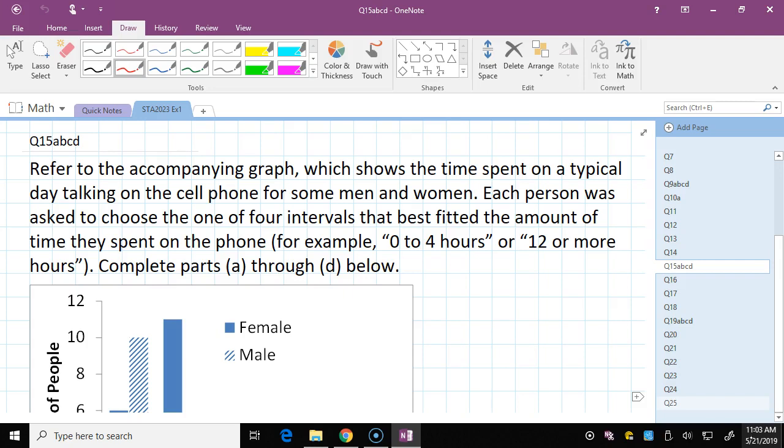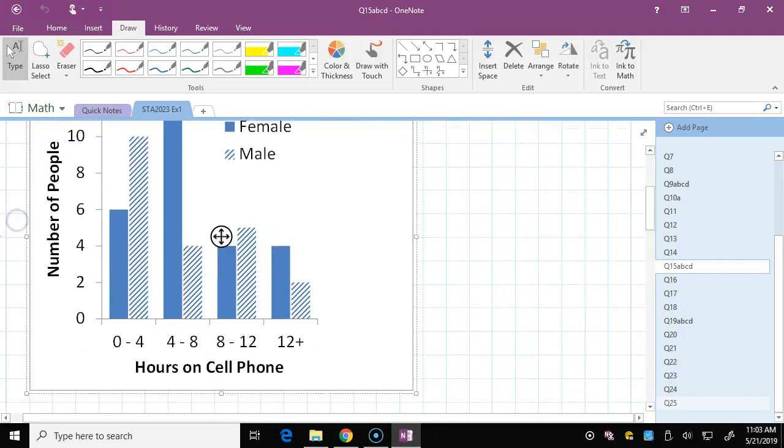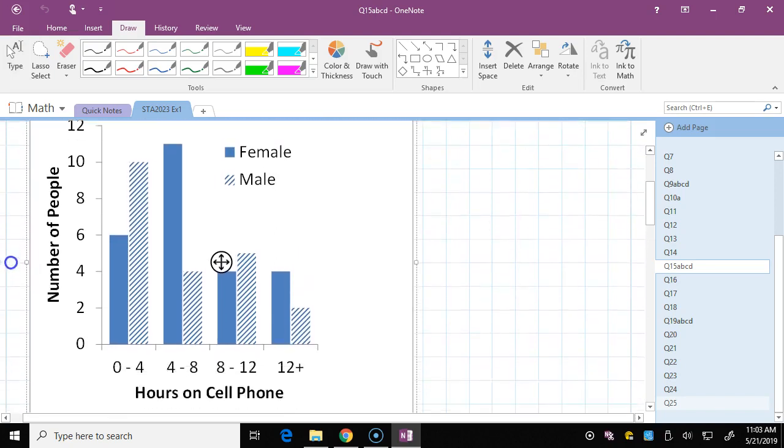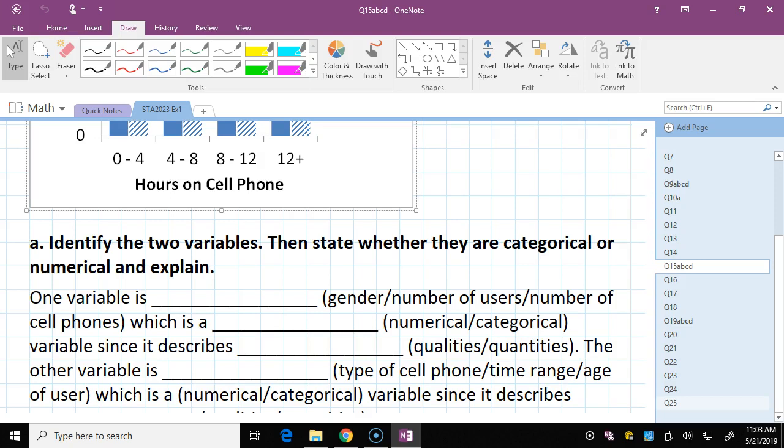Refer to the accompanying graph, which shows the time spent on a typical day talking on the cell phone for some men and women. Each person was asked to choose one of 4 intervals that best fit the amount of time they spent on the phone. For example, 0 to 4, 12 or more hours. Complete parts A through D. So here's what we know. It says identify the 2 variables, then state whether they are categorical or numerical, and explain.